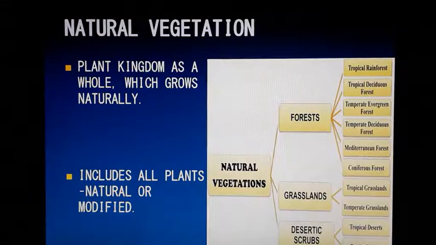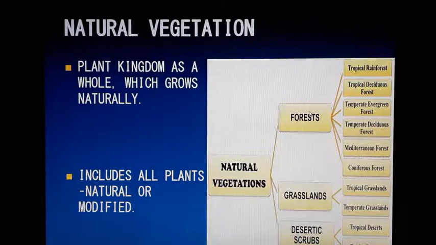What do you mean by natural resources, or we can say natural vegetation? Sorry, the plant kingdom as a whole, which grows naturally, is called the natural vegetation. It includes all the plants, either they grow naturally or are modified. Actually, it's not modified in labs, but somewhere it's modified by nature. Okay, there are so many natural vegetations: forest, grasslands, and desertic scrubs.